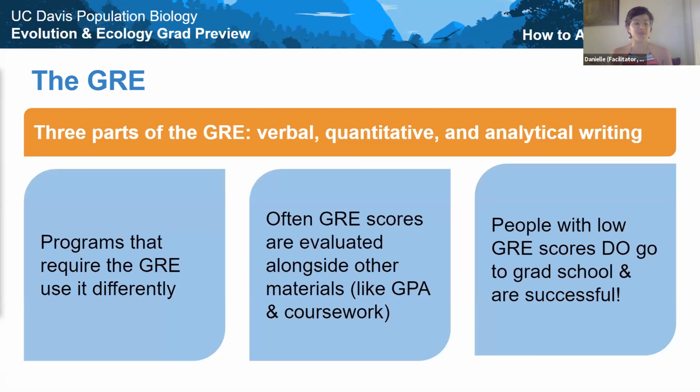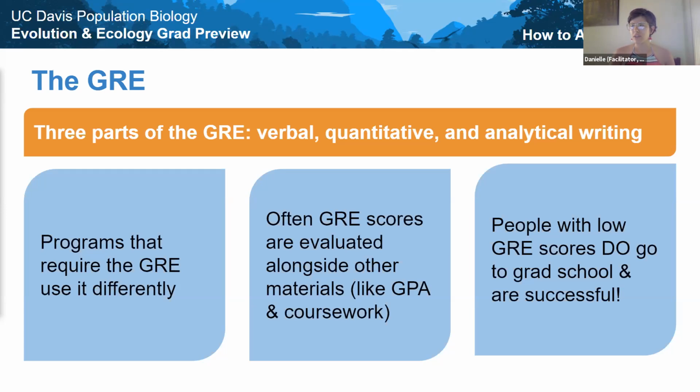However, if you do apply to a program that does require the GRE, here are a few tips and tricks. There are three parts of the GRE: verbal, quantitative, and analytical writing. A lot of programs require it or use it differently in their application, so you should read any material they have on how they use it on their application websites and pages.